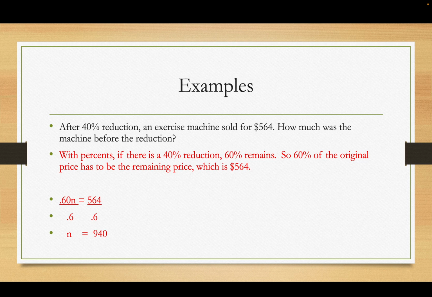What we're looking for here, and I forgot to say it on this one, I apologize, and maybe the previous one, get into the practice of underlining. 40% reduction is important. Sold for $564. I don't care that it was an exercise machine. For all I care, it could have been a set of golf clubs. Bottom line is, after a 40% reduction, price $564. Underline all of that. Make sure you include it in how you set your problems up.